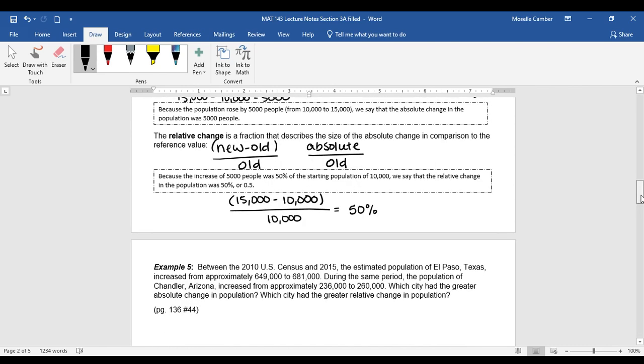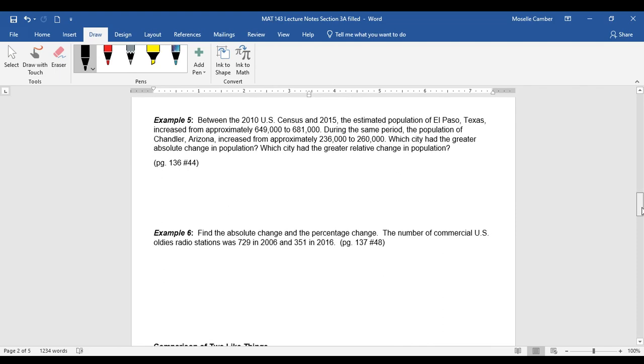So let's look at some examples. Between the 2010 US Census and 2015, the estimated population of El Paso, Texas increased from approximately 649,000 to 681,000. During the same period, the population of Chandler, Arizona increased from approximately 236,000 to 260,000. Which city had the greater absolute change in population? Which city had the greater relative change in population? So here we'll compare the numbers and why percentages can be a little bit more useful than just the change amount.